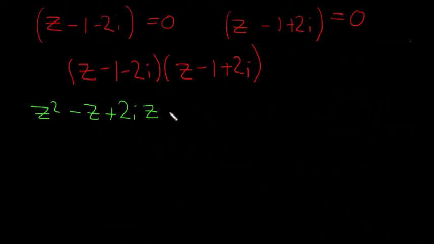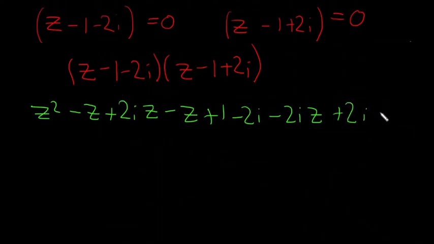Now minus 1 by each thing, we're going to have minus z plus 1, because minus 1 by z is minus z, minus 1 by minus 1 is going to be plus 1, because minus by minus is plus. And then minus 1 by plus 2i is going to be minus 2i, and the last one, minus 2i by z is going to be minus 2iz, minus 2i by minus 1 is going to be plus 2i, and the last one then is going to be minus 4i squared.